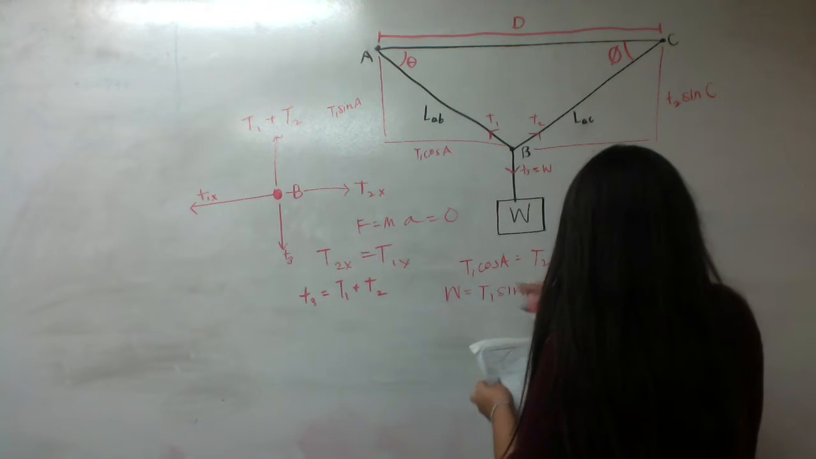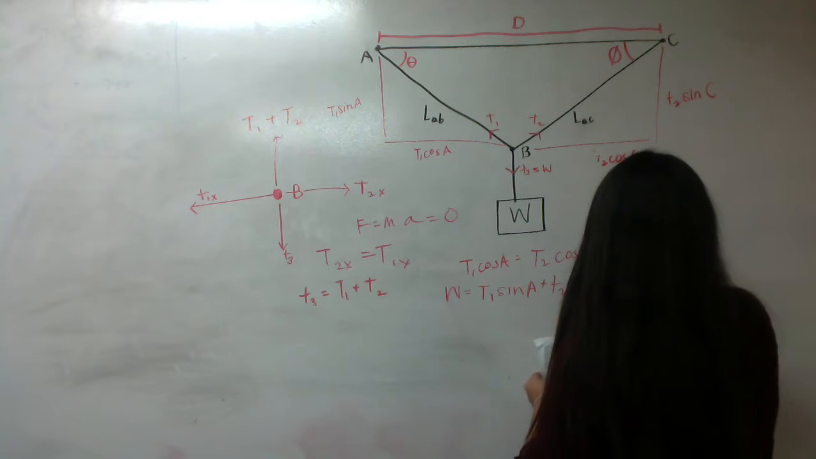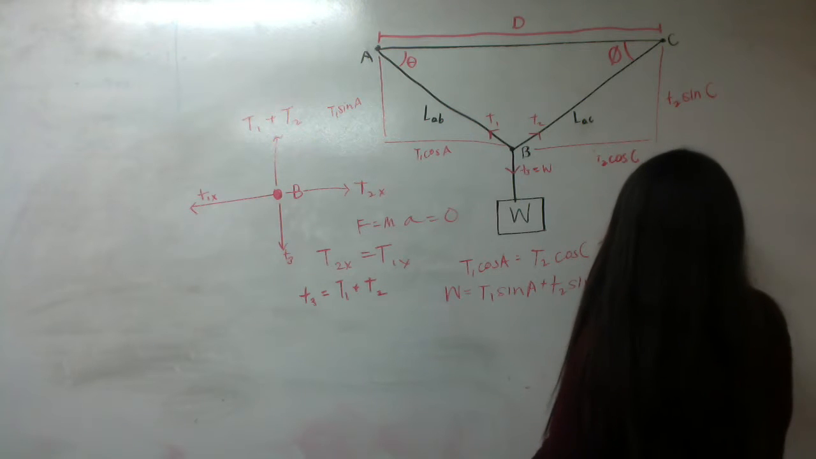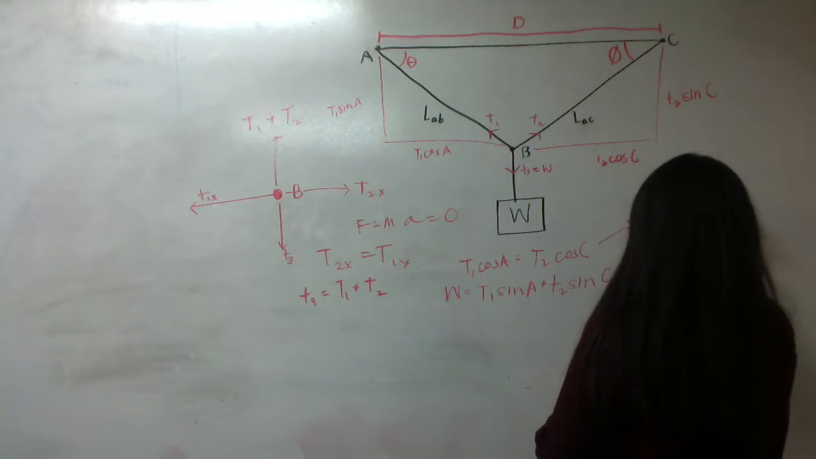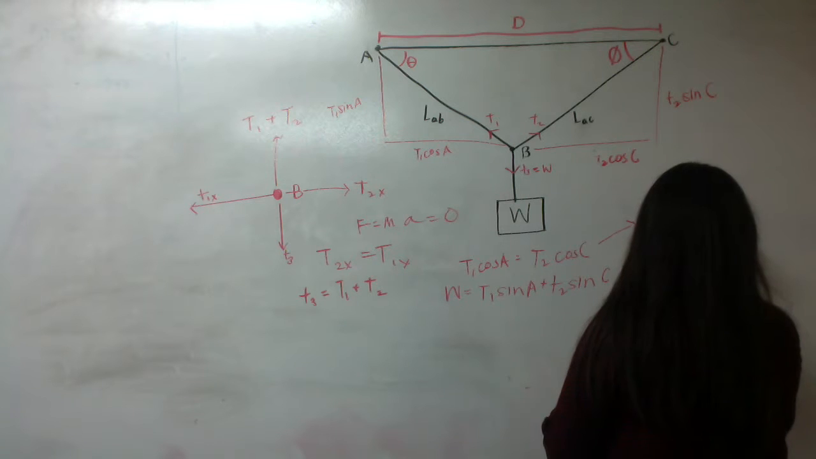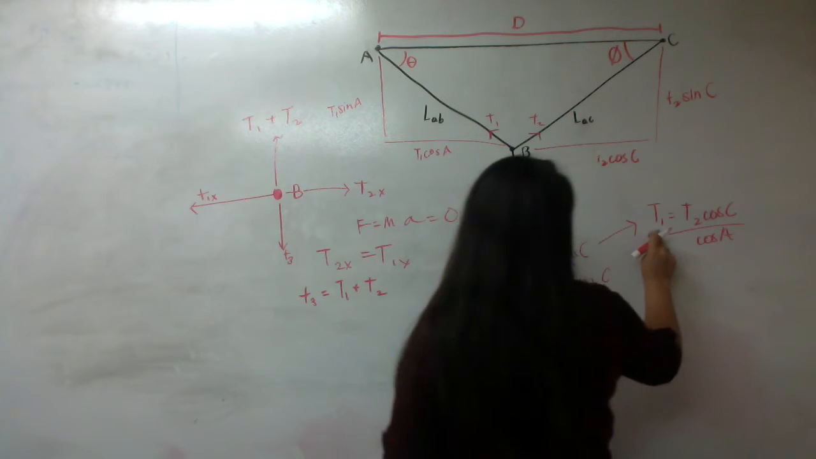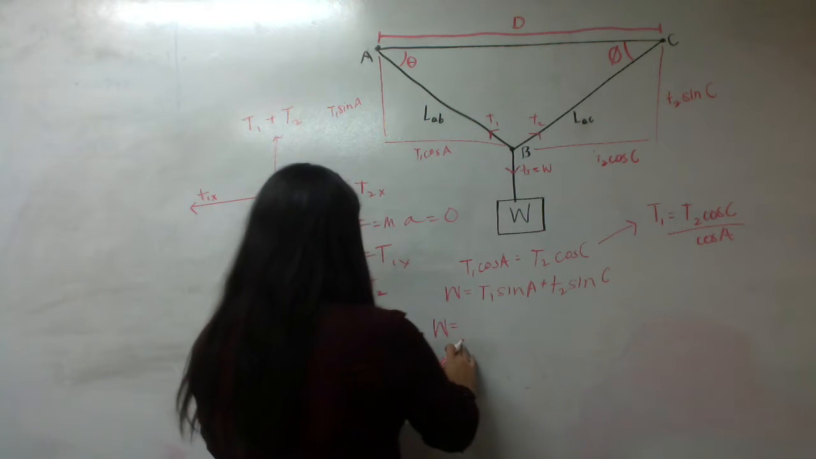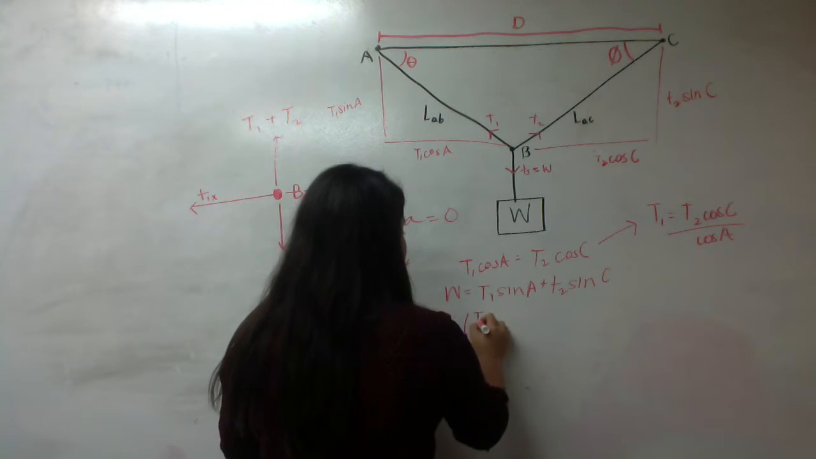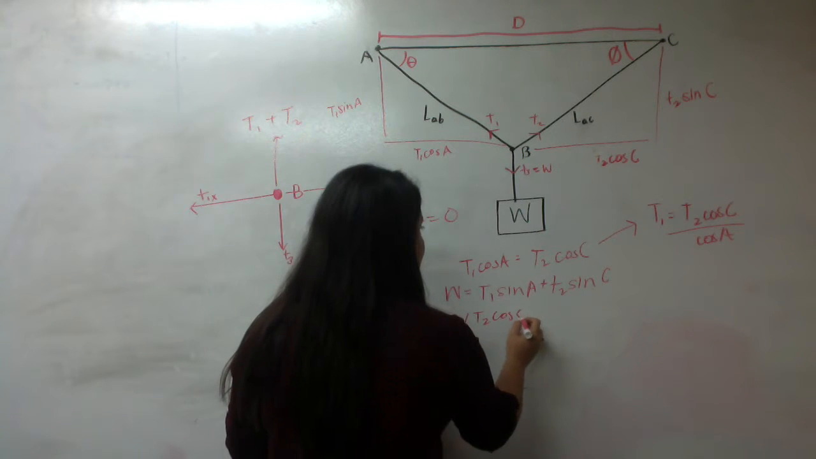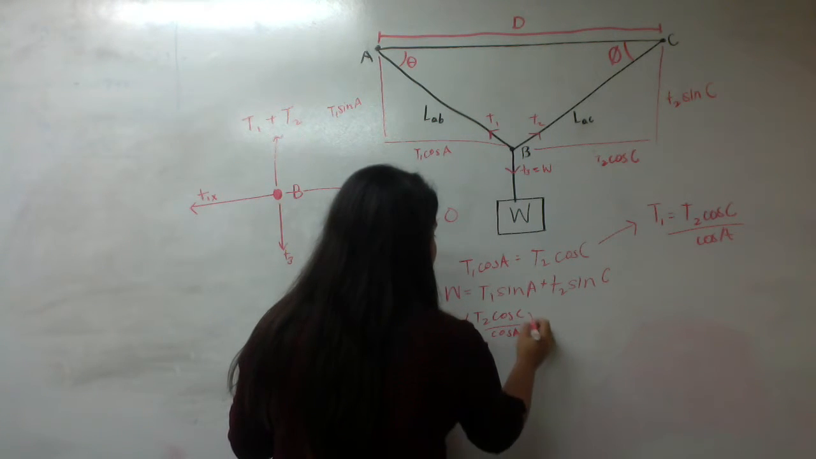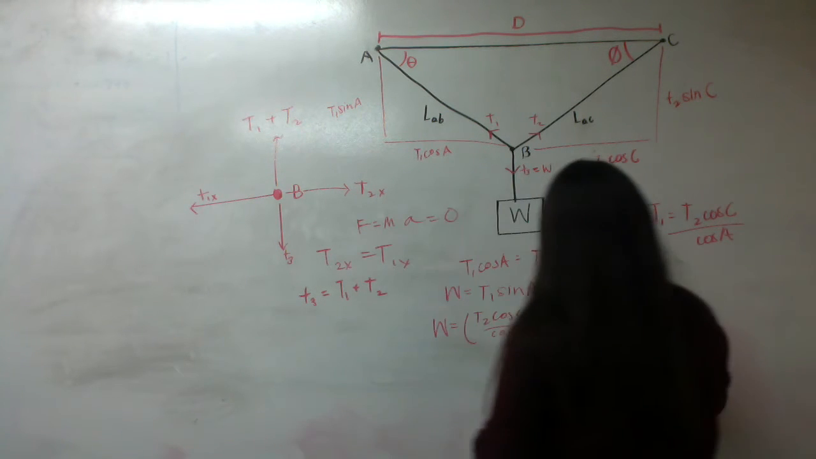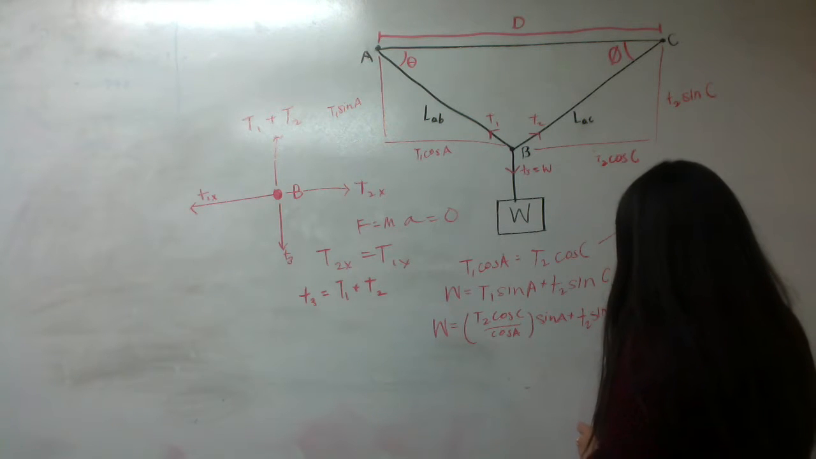And we can use this equation to solve for one tension. So we have tension 1, if we divide by cosine A on this side, is equal to T2 cosine C divided by cosine A. We can use that to plug it in here and solve for the other tension. We have weight is equal to T2 cosine C divided by cosine A, that's plugged in for T1, times sine of A, plus tension 2 sine C.